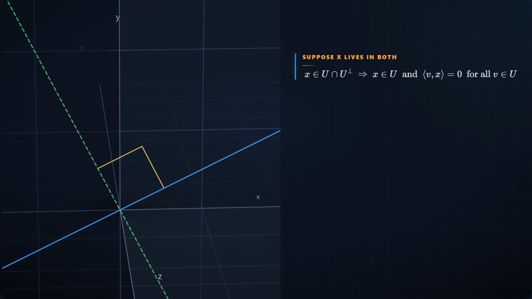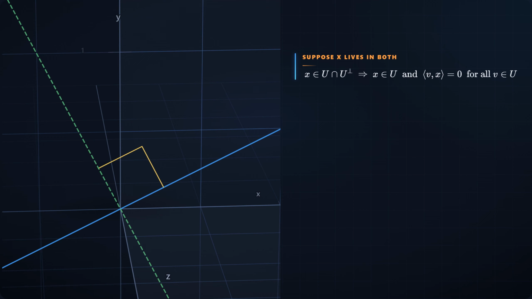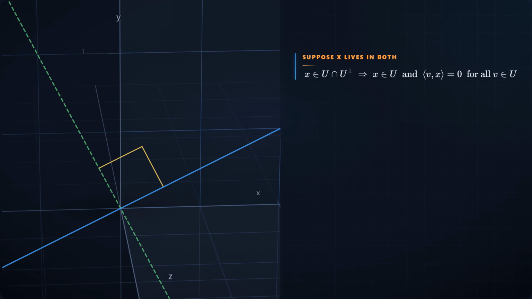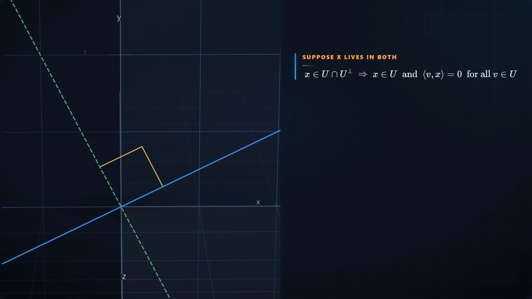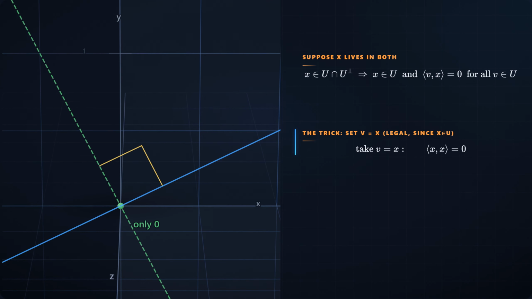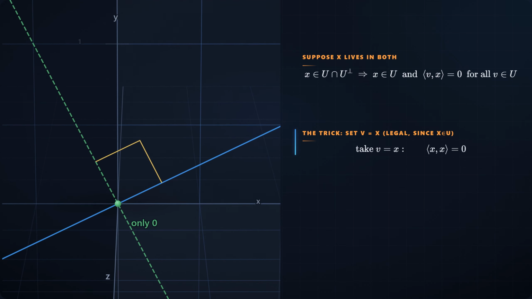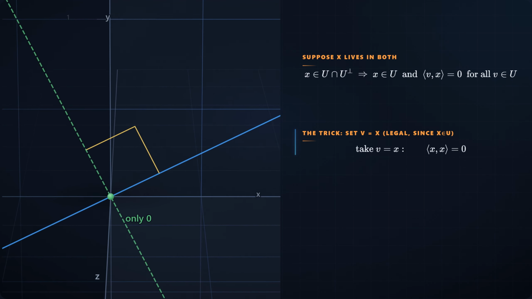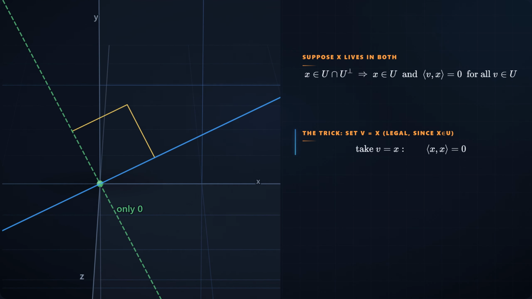Suppose some x sits in both. Being in U perp means x is perpendicular to every vector of U. But x is also in U. So x is perpendicular to a vector in U, and that vector is allowed to be x itself. So you feed x its own vector, x is perpendicular to itself. Exactly the move. Set V equal to x, which is legal precisely because x lives in U.